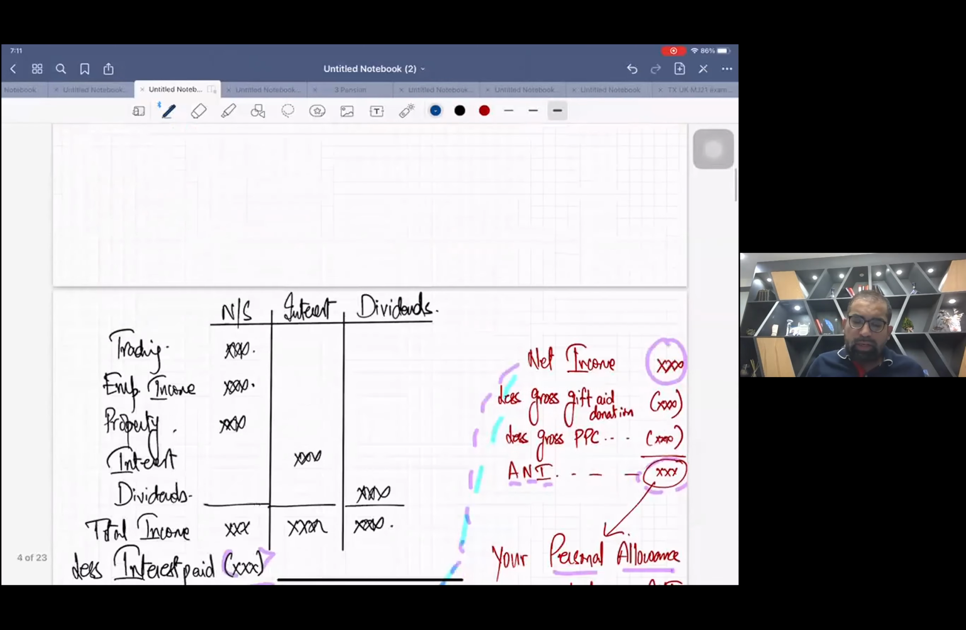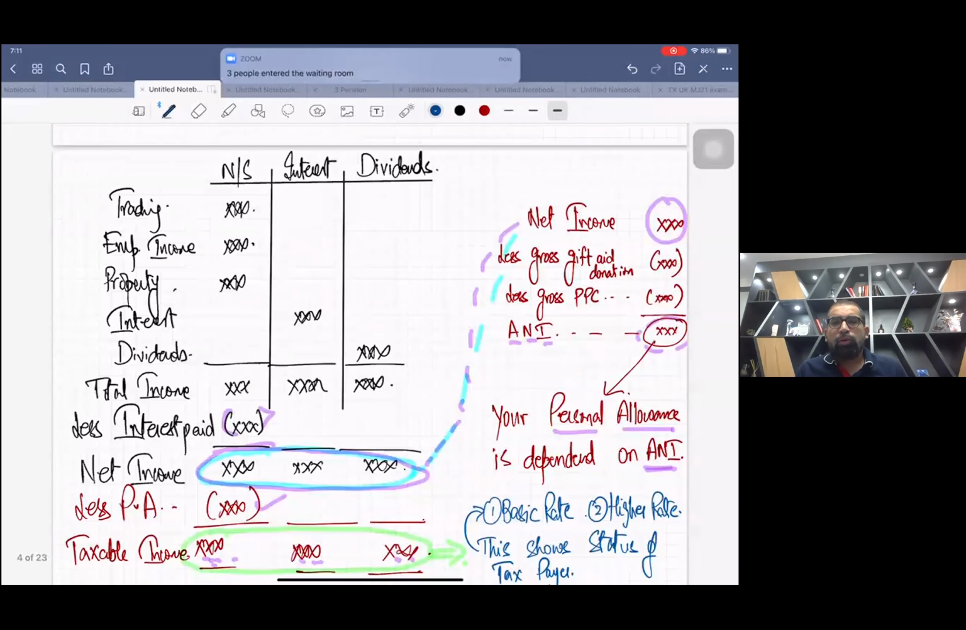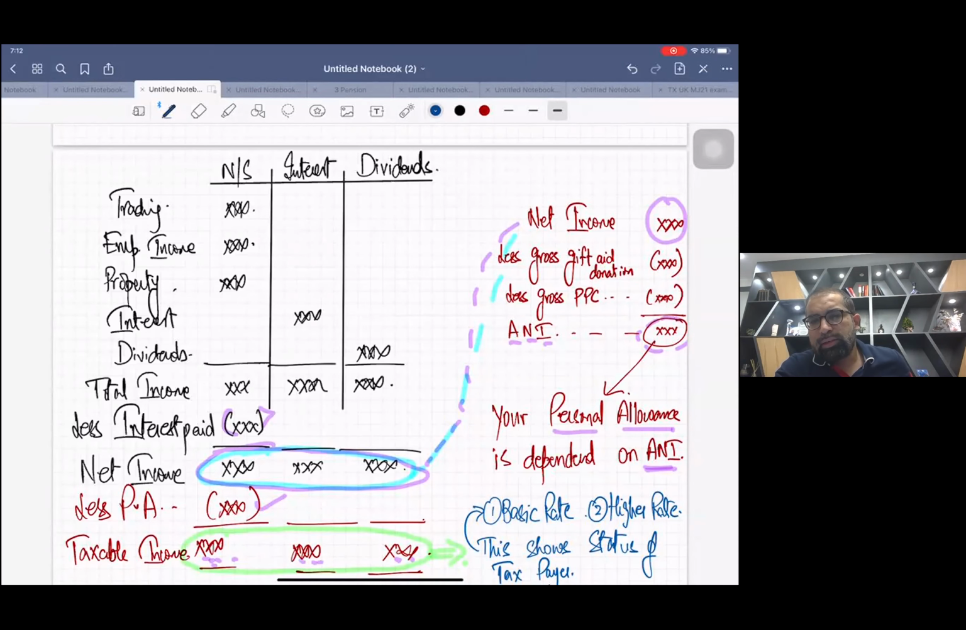Whenever you are asked to calculate tax for individuals, three columns will come to your mind. First is non-savings, second is interest, third is dividend. For non-savings income, you have trading income, employment income, property income, then interest in the interest column, and then dividend. Look very carefully.